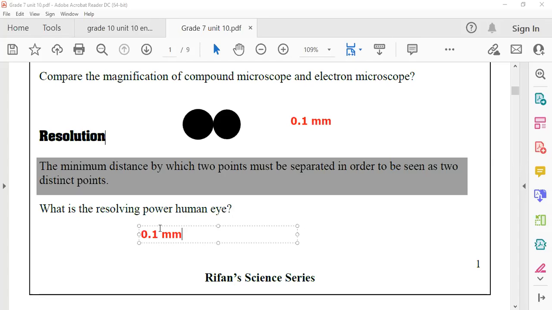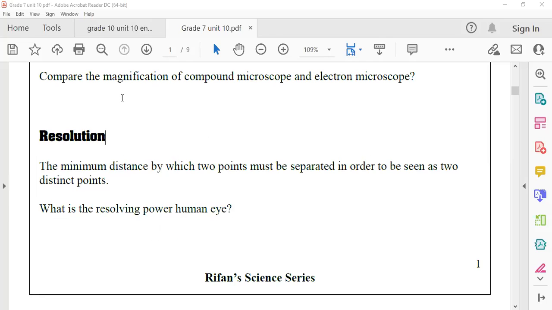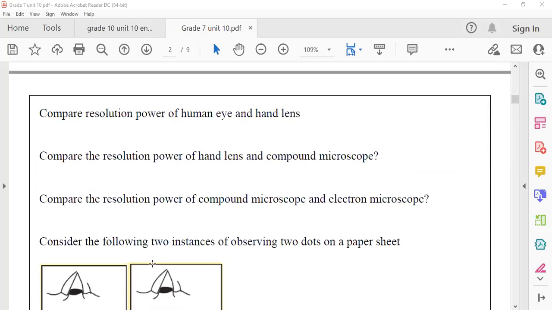Actually, you have to say it is smaller than 0.1 millimeter. That's why you can't see. Understood? Because our eye is 0.1 millimeter. Our eyes can't see anything smaller than what? 0.1 millimeter. So that is our resolving power. Understood? Our resolving power is 0.1 millimeter.